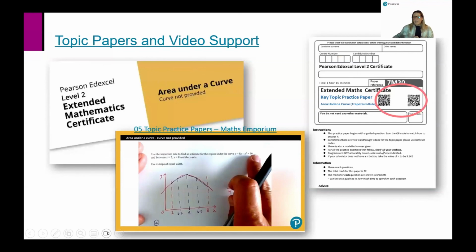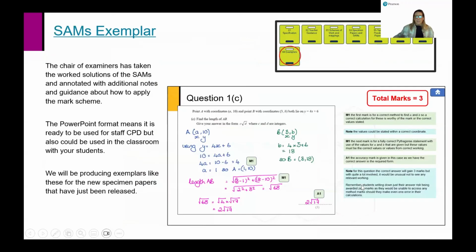That's what they look like. So the topic papers, QR codes at the front, and a tiny little video. They're less than 5 minutes, a nice walkthrough, and there's a link in there for those.